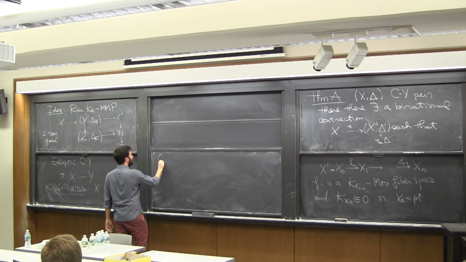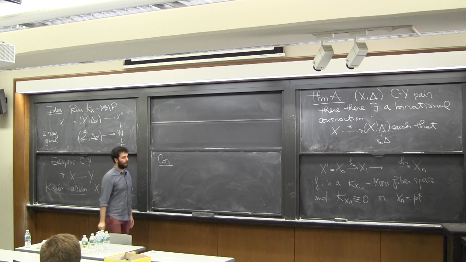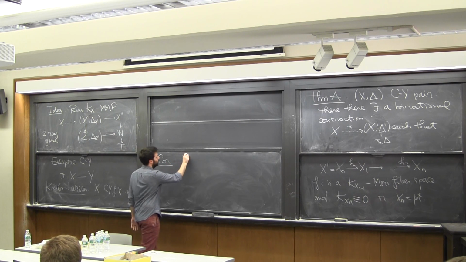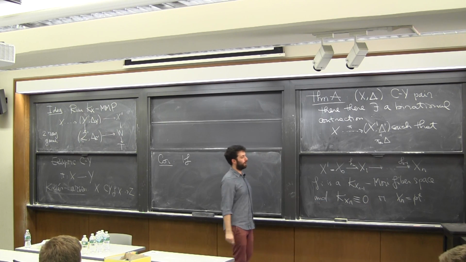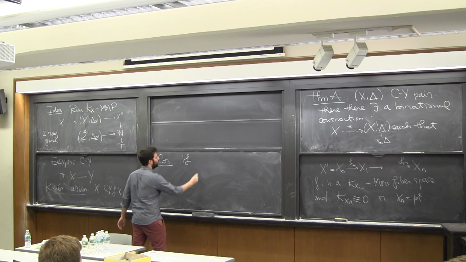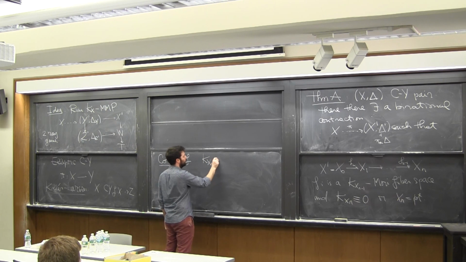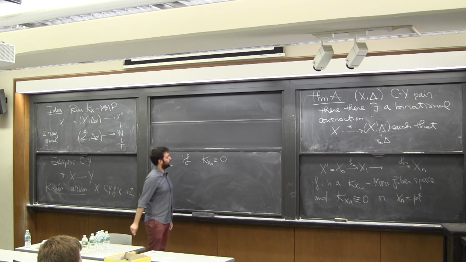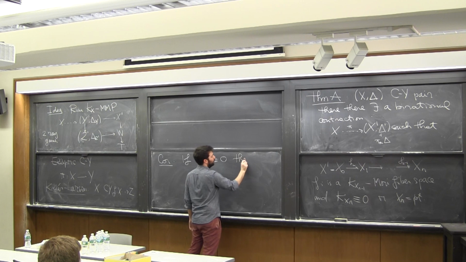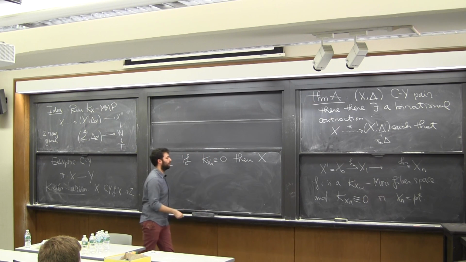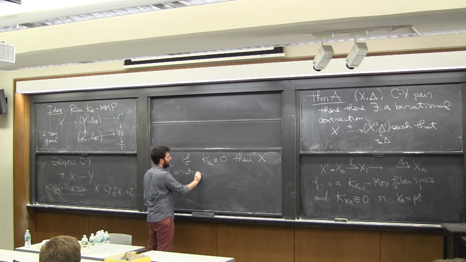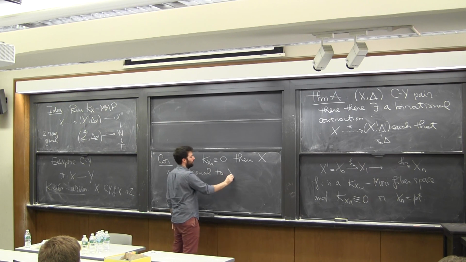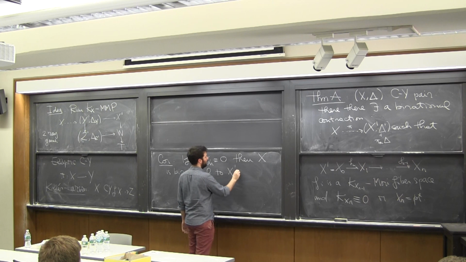So this is a corollary. Here I really need Ambrose results, and so if I end up in this situation where Xn is not a point, then X is birational to, say, X prime, which is again a product.